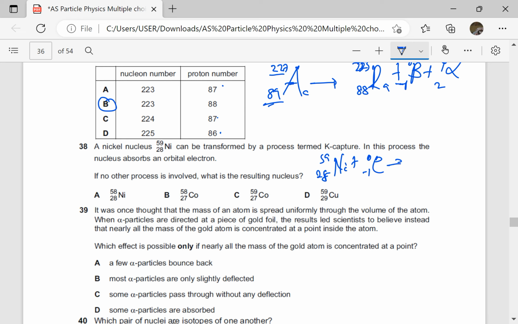If no other process is involved, what is the resulting nucleus? So the resulting nucleus will be X, 59, and this will be 27. So it will be 59, 27, which is going to be cobalt.